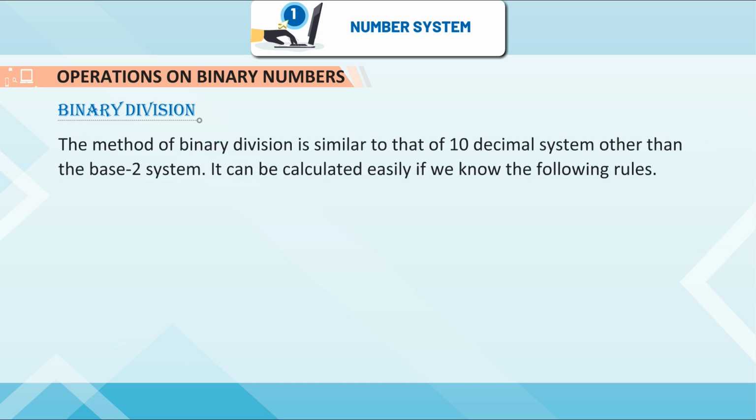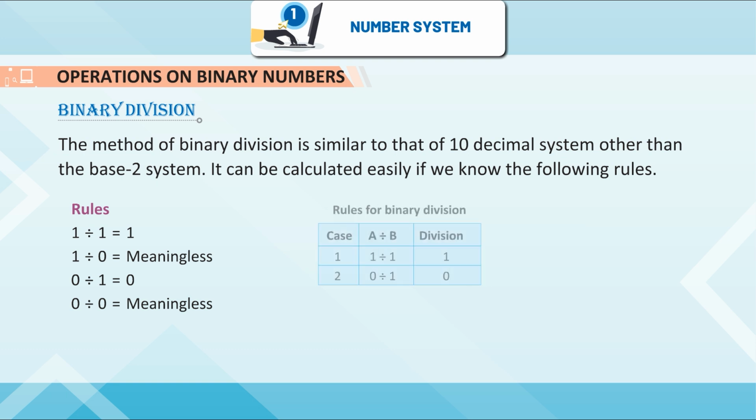Binary division. The method of binary division is similar to that of the decimal system other than the base 2 system. It can be calculated easily if we know the following rules. Rules: 1 divided by 1 is equal to 1. 1 divided by 0 is meaningless. 0 divided by 1 is equal to 0. 0 divided by 0 is meaningless.